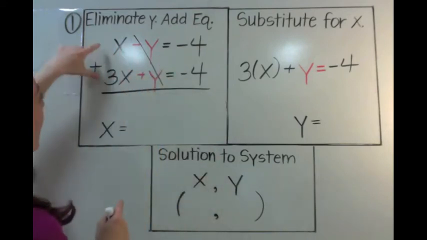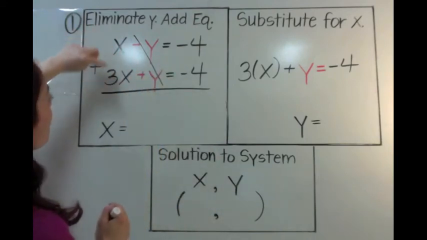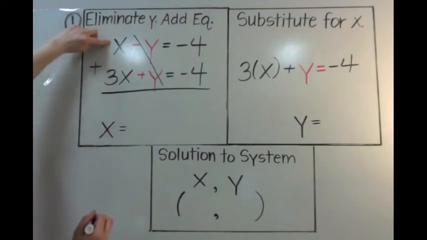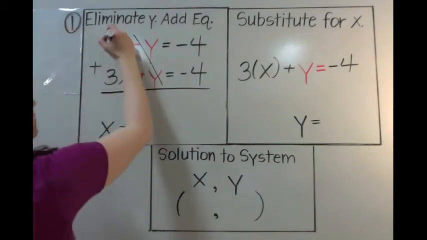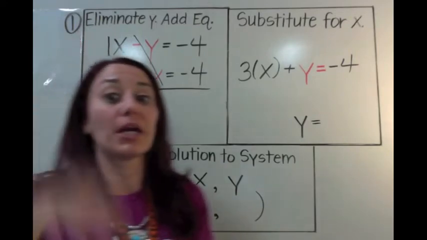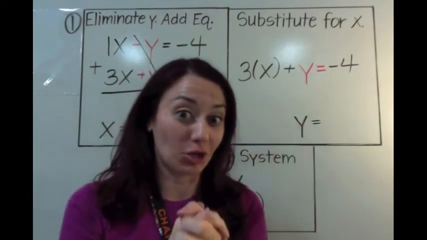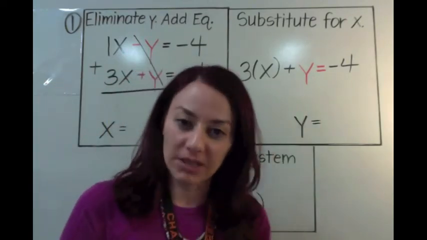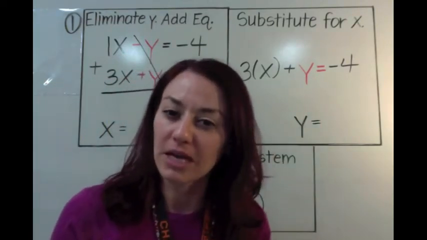But now we have to add the x's. So we have x plus 3x. Is there an invisible number right here? What is it? It's 1. So when we add these like terms, because they both have x, remember we're going to combine like terms. What's 1x plus 3x? How many x's?